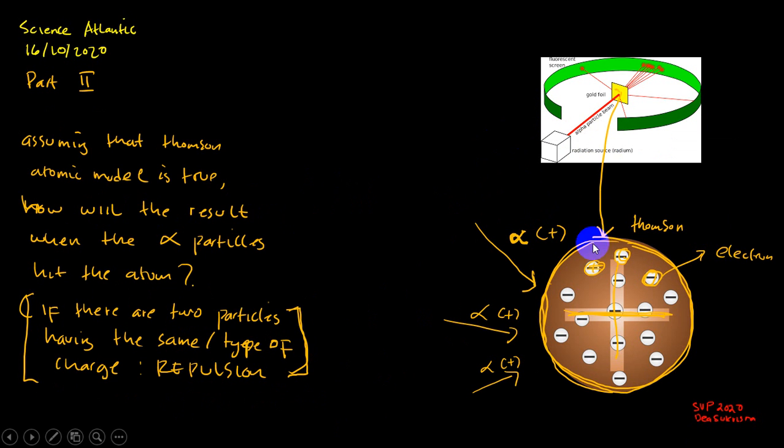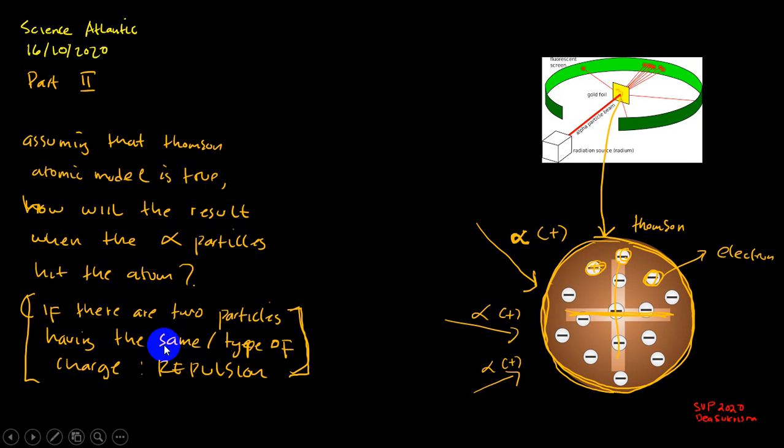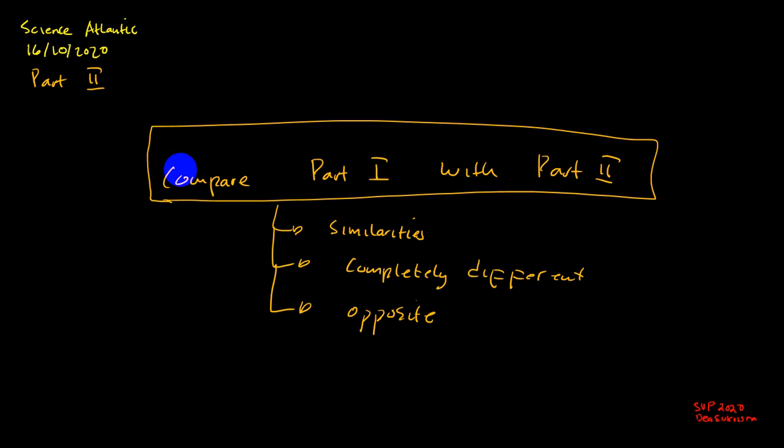For example, if the Thomson atomic model is really correct or true, then imagine this is the model. There is a super big positive charge in here, and then you expect the alpha particle to hit or collide with these atoms, and the alpha particle also has a positive charge. So if there are 2 particles having the same type of charge, my question is, how will the result be when the alpha particle hits the atom, assuming that the Thomson atomic model is true? That's part 2.